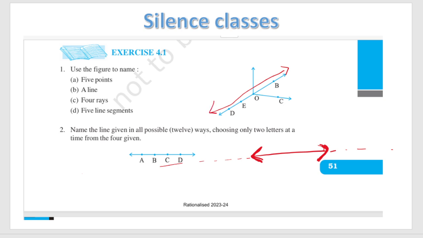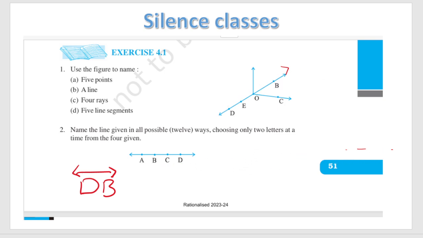So if you take D and B, it is a line, and you have to represent it like this. By making this sign, we identify that we are talking about a line. If there is one starting point and no end point, I have already told you it is a ray.